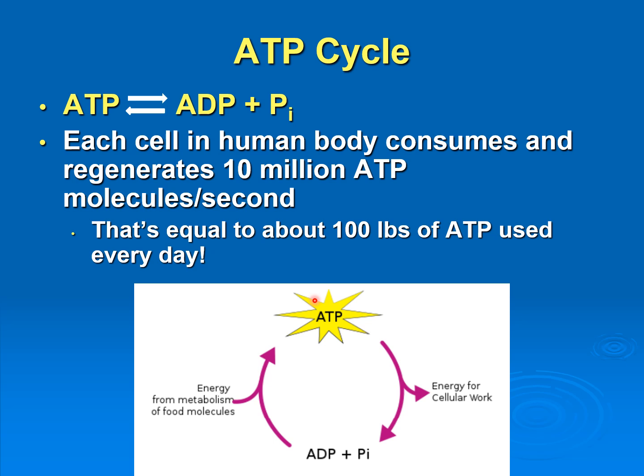So this is kind of an incredible statistic here, but each cell in our human body consumes and regenerates 10 million ATP molecules per second. And so if we add all that up, that's equal to about 100 pounds of ATP used every day. So that's pretty crazy. So it's a lot of ATP.